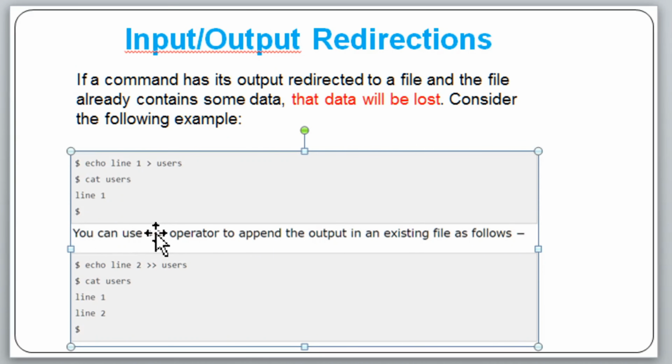Alternatively, you can use two greater than signs, and this is going to append the output into the existing file. So we'll actually add whatever data or whatever output you're doing, and it's going to add it to the end of the file. So we look at our second example here, echo line 2, two greater than signs, users, and we cat users, and it's going to say line 1, line 2. Okay, so let me show you that real quick.